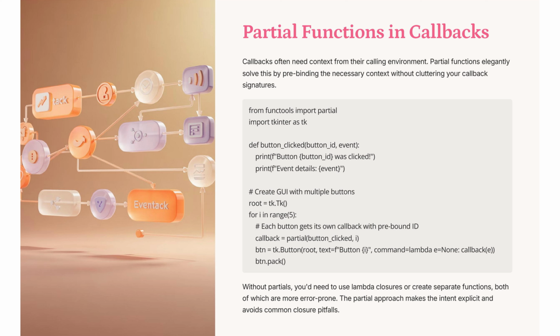Partial functions streamline callback management by pre-binding context, enhancing clarity, and reducing errors. In a GUI with multiple buttons, each button can have a unique callback using partials, avoiding complex lambda closures. This method ensures explicit intent and mitigates common closure pitfalls, making your code more maintainable and robust.